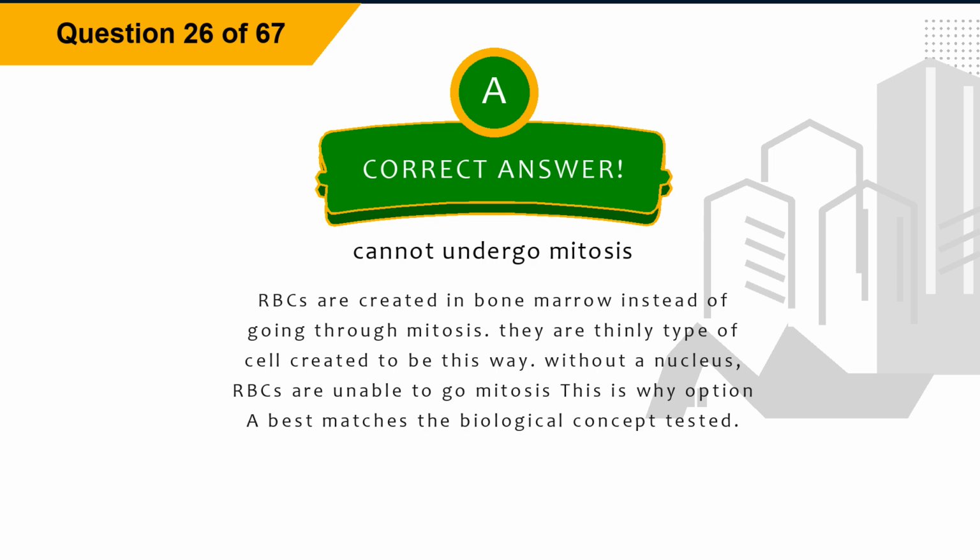Cannot undergo mitosis. Explanation. RBCs are created in bone marrow instead of going through mitosis. They are a type of cell created to be this way. Without a nucleus, RBCs are unable to undergo mitosis. This is why option A best matches the biological concept tested.